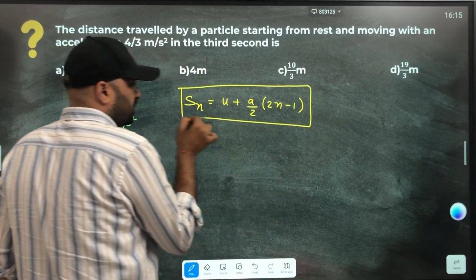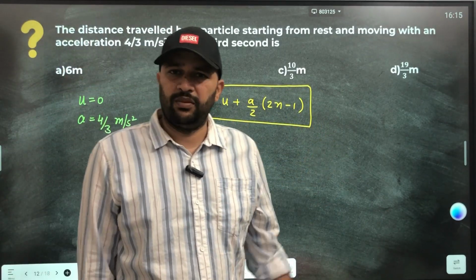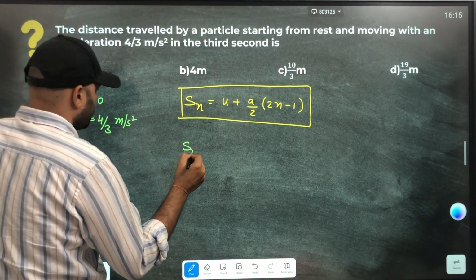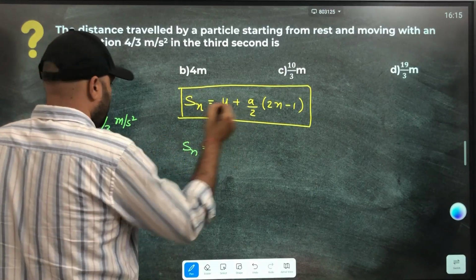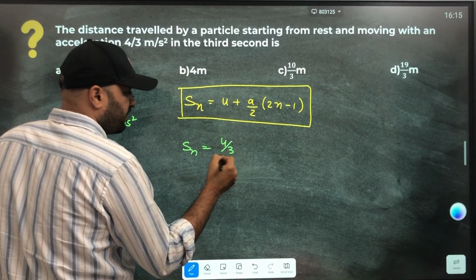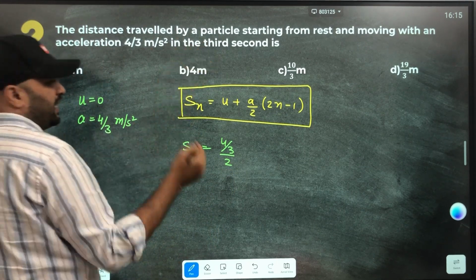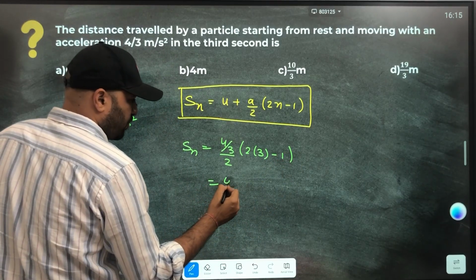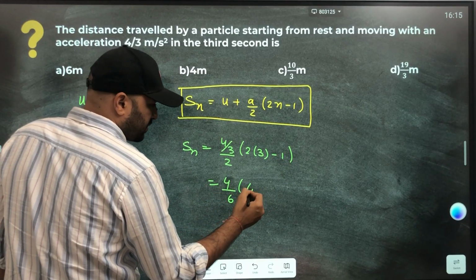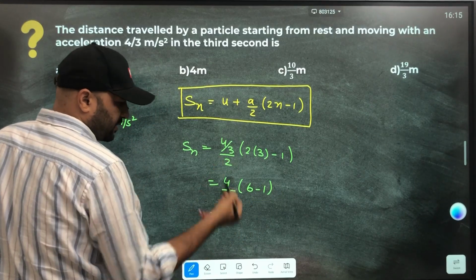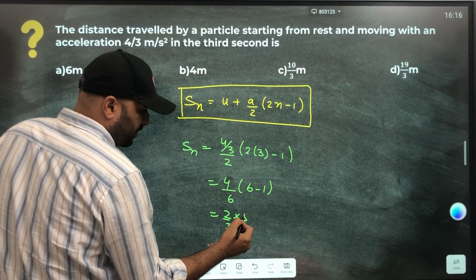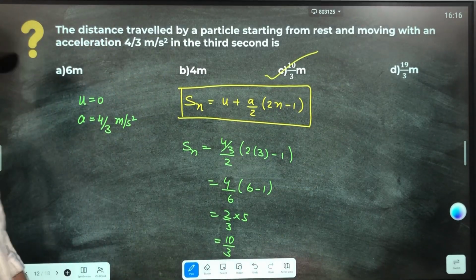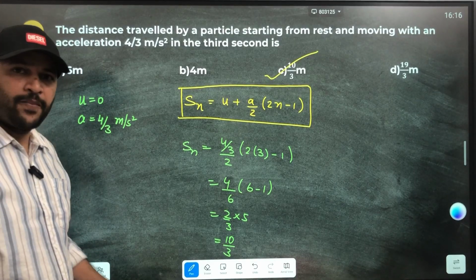You can derive this equation from our equation s equals ut plus half at square and find it for the nth second. Sn will be equal to, u is 0, so that will be a, which is 4 by 3, whole divided by 2, and in which second do we have to find? Third second. So n value is 3, 2n minus 1 is 5. So it will be 4 by 6 into 5, or we can simplify it, 2 by 3 into 5. That's our 10 by 3. Is there such an option, 10 by 3? Yeah, option C is correct, which is 10 by 3. I hope this is clear, right? Let's see the next one.